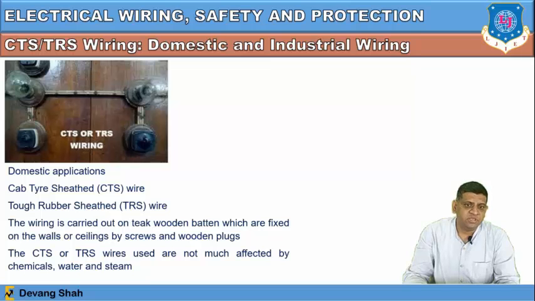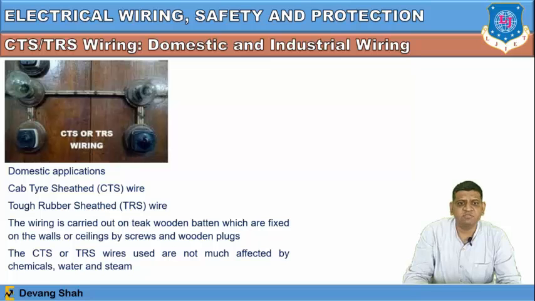Cap type sheet CTS wire or tough rubber sheet TRS wire. So basically the outer layer is like tire material or rubber material, right? But again it's exposed to air. This wiring is carried out on thick wood batten which are fixed on the walls and ceilings by screws and wooden plugs, right? So it is just over the ceiling or wall, with the complete installation done with the help of screws and wooden plugs. This is also known as the batten type of wiring.